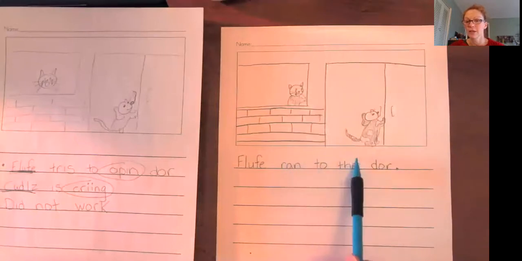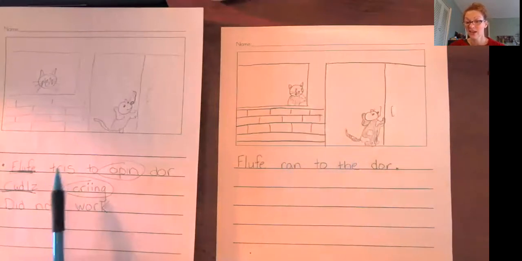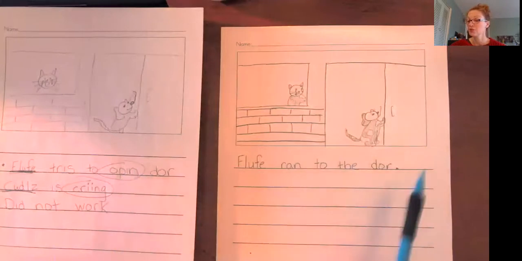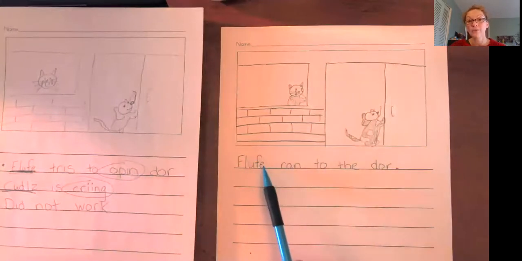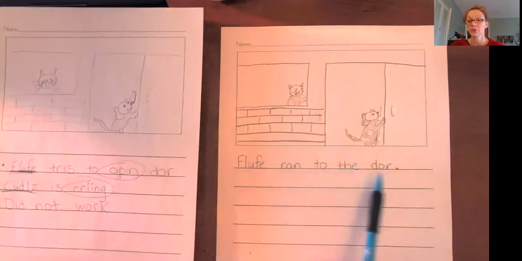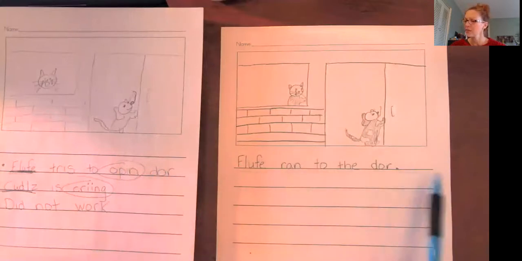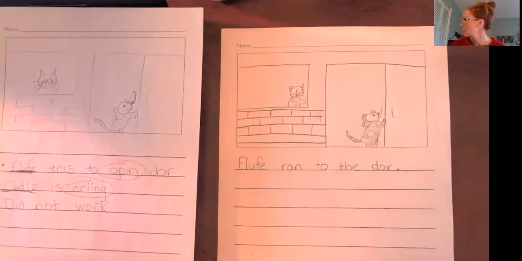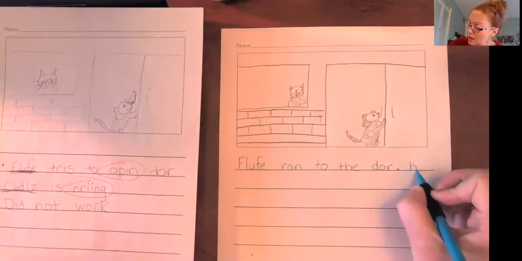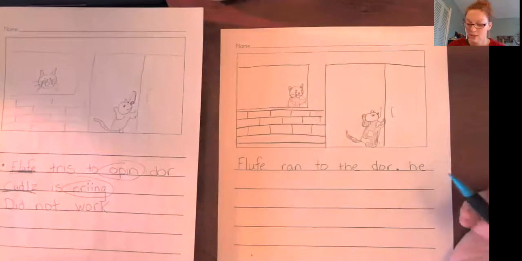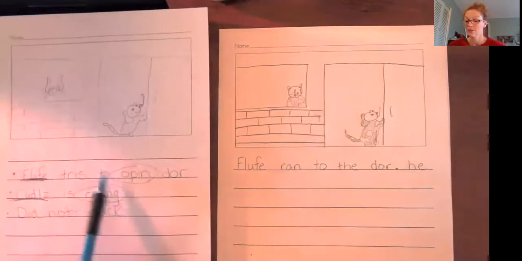Oh, what did he do after he ran to the door? Yeah, tried to open it, right? So should I say Fluffy again, or should I use the pronoun he? Fluffy ran to the door. Fluffy tried to open the door? Or should I say he tried to open the door? Which one should I use, Fluffy or he? I like he, definitely. So he, power word, E. I can hear everything. E, he, right? He tried to open the door.